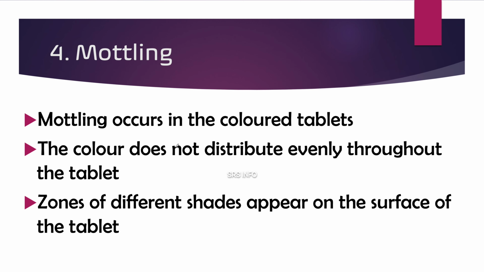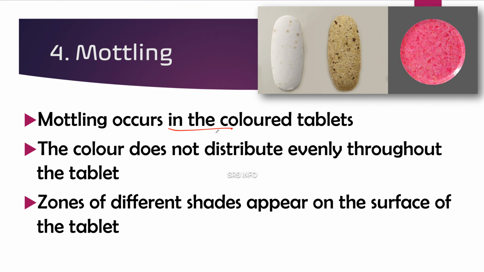Next is mottling. What is mottling? Mottling occurs in colored tablets. The color does not distribute evenly throughout the tablet. See here, the colors are not evenly distributed. Somewhere the color is too dense, and somewhere there are light colors. Zones of different shades appear on the surface of the tablet. This is the defect which is called mottling.